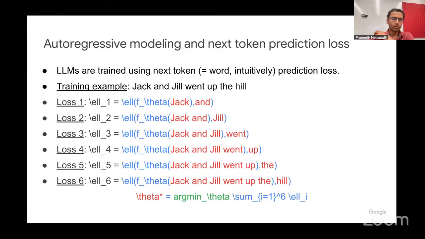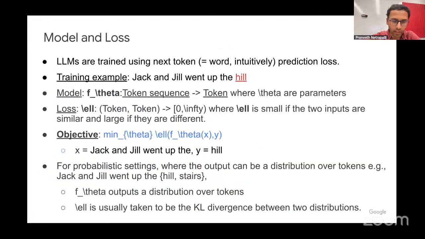So we saw that we give all of this context and then we predict the next token. Actually, can you see my cursor? Yes, we can. So we give all of this context and then we predict the next token. But if we just do it in the naive way, we will end up getting only one training example in a given sentence.